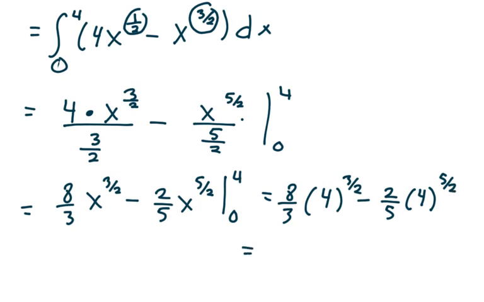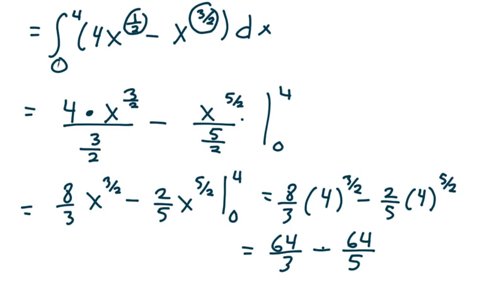Square root of 4 is 2, and then 2 to the 3rd is 8, right? So we get 64/3 minus, square root of 4 is 2. 2 to the 5th is 32. 32 times 2 is 64. So we get 64 over 5.